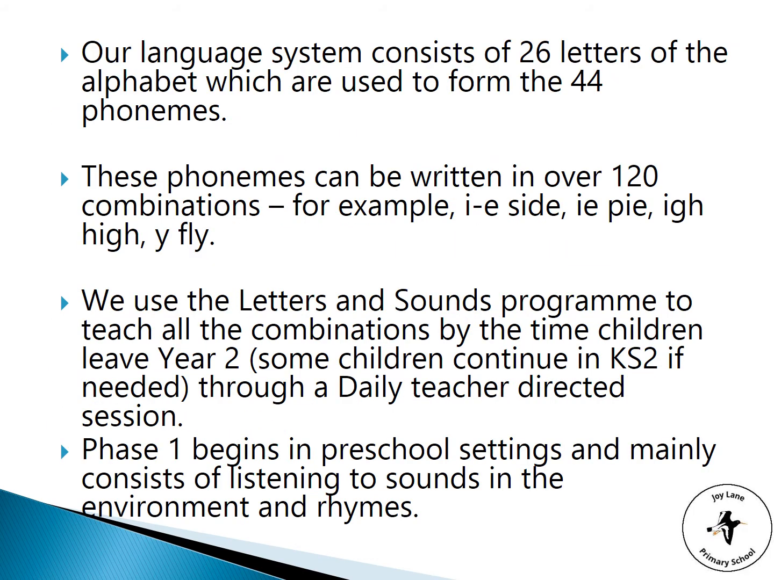Okay, so phonics is quite complex, and it's amazing actually how quickly children learn to read using phonics. So our language system has 26 letters of the alphabet, and these are used to form 44 different phonemes. So there are 44 different sounds in our language system. And then these phonemes, these sounds, can be written in over 120 different combinations. So the example that you can see on your screen is the I sound, and we can see that that is written 4 different ways there.